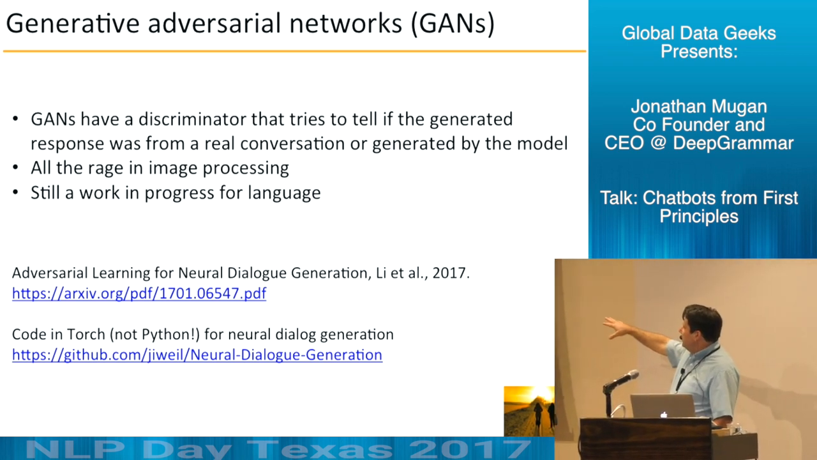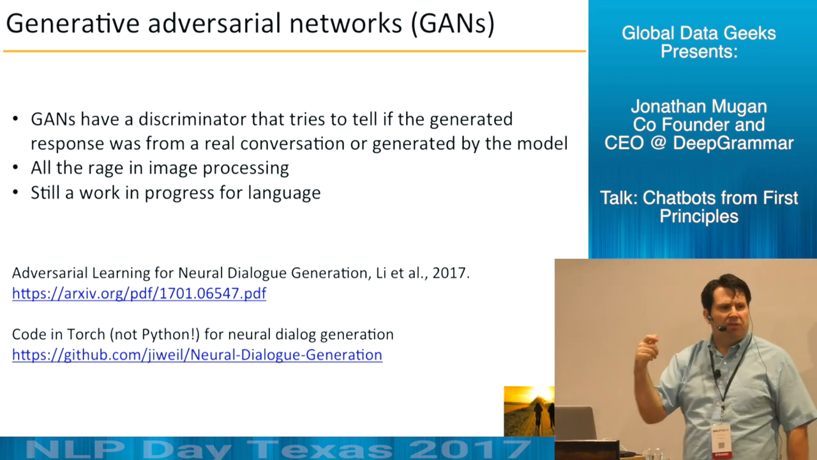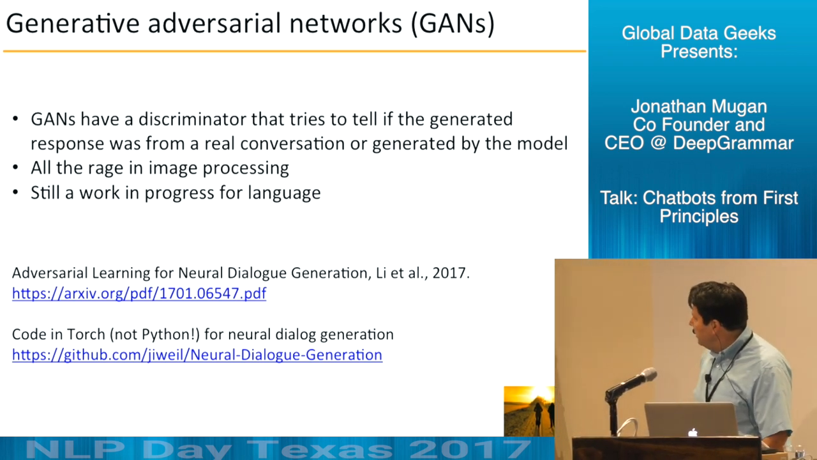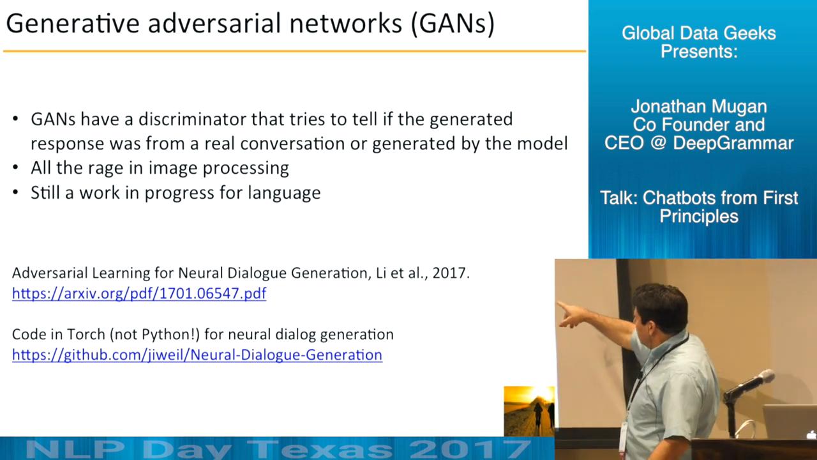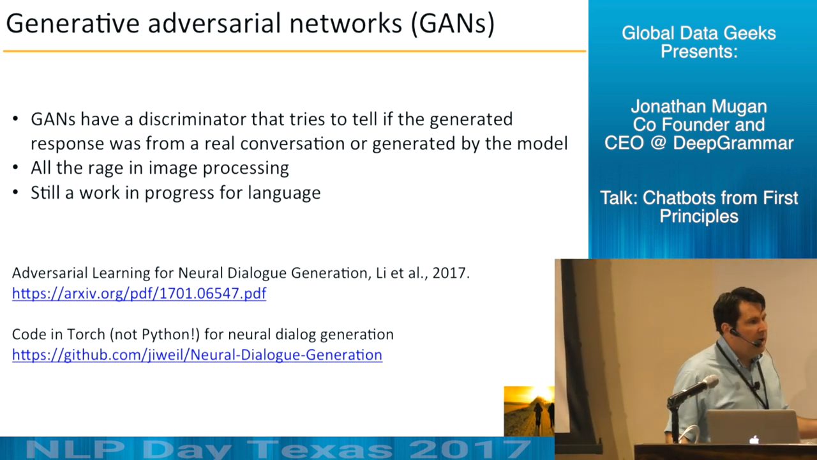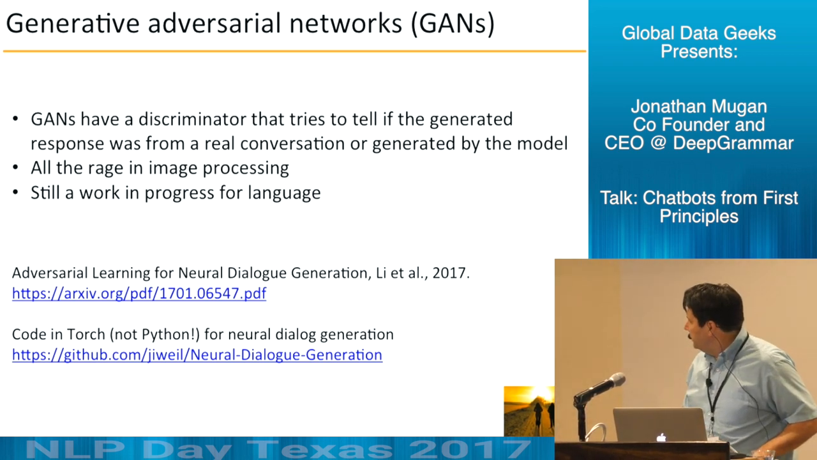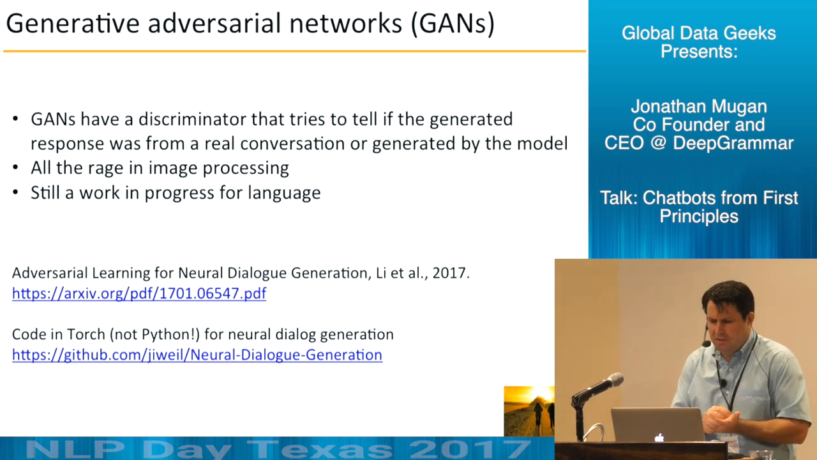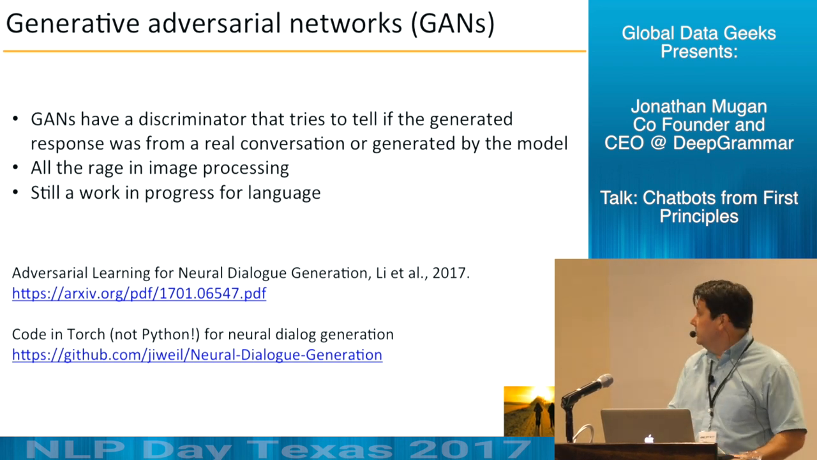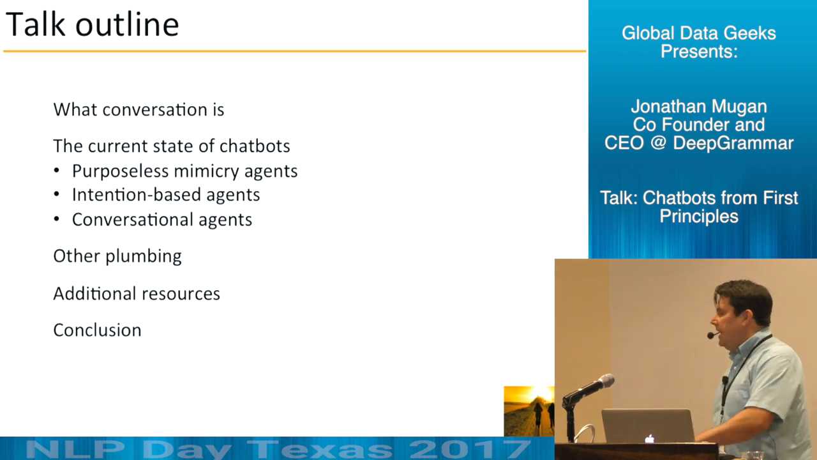It works really well for image processing, less so far for language, because in image processing you have a nicer gradient on the pixels, whereas words are very discrete things, and if you change it a little bit, it might change some word you don't want. But we're making progress on language as well. Here's a link, and there's code in Torch, not Python, unfortunately, for neural dialogue generation. There is a lot of Python code, but this one in particular was in Torch, which I think is Facebook's thing, and they have a PyTorch now, which is a Python linkage to Torch. I haven't used it, but people say great things about it.